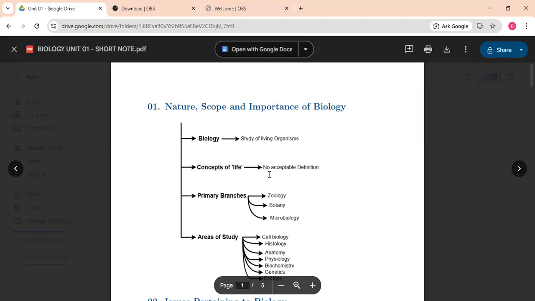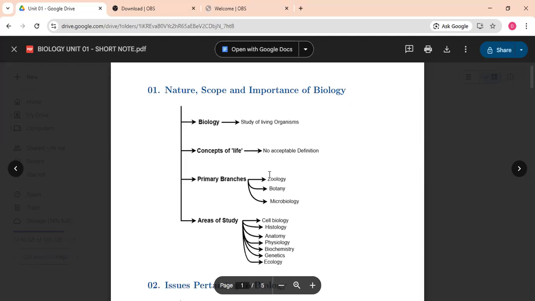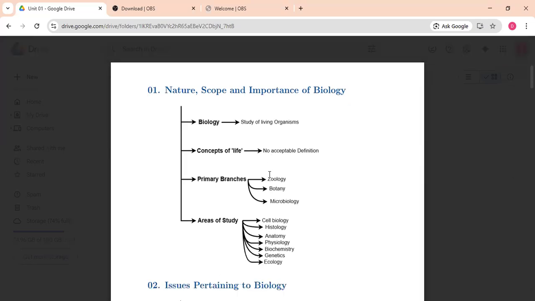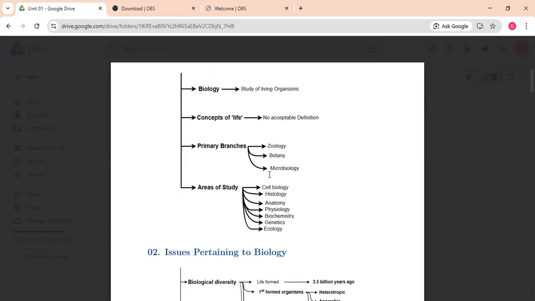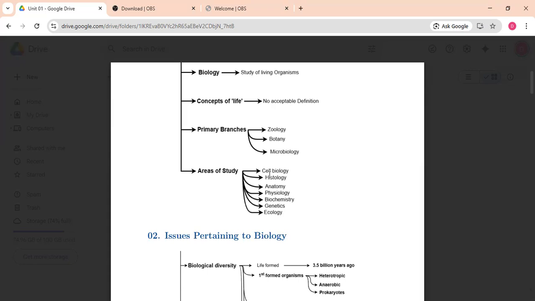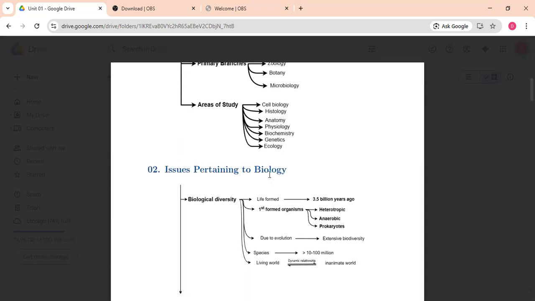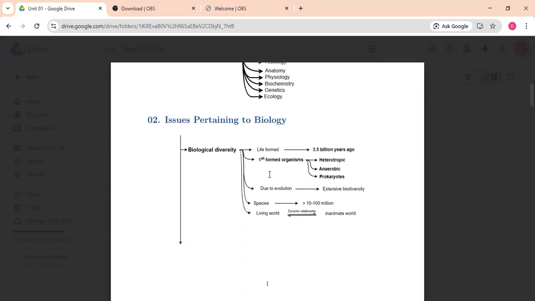So we discussed the structure, scope and importance of biology. Biology is the study of living organisms. The concept of life has no acceptable definition. Primary branches are zoology, botany and microbiology, and there are several areas: cell biology, histology, anatomy, physiology, biochemistry, genetics and ecology. Then we discussed the issues pertaining to biology.